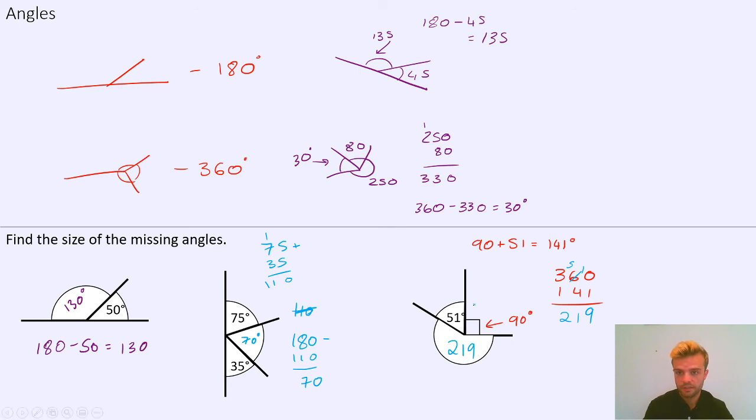And that's angles on a straight line and angles around a point. Angles on a straight line add up to 180 degrees, and angles around a point add up to 360. Hope that helps.